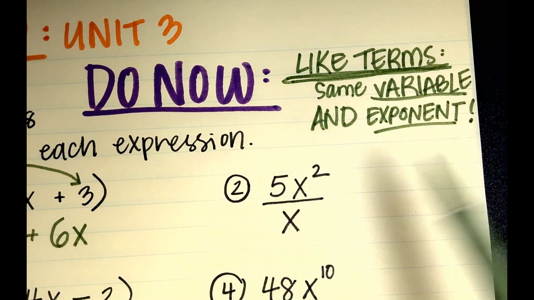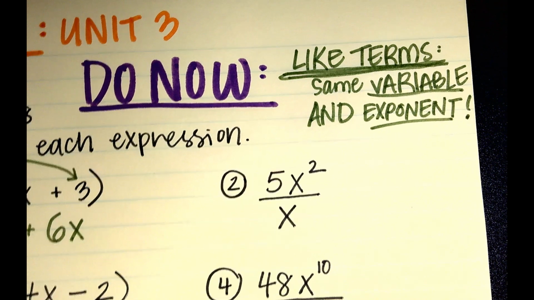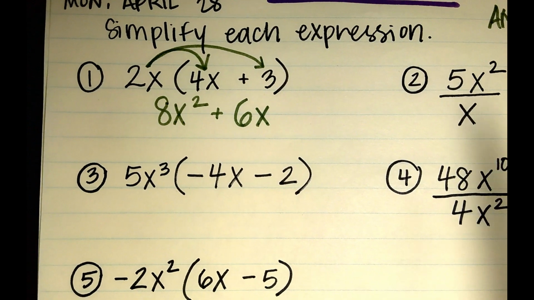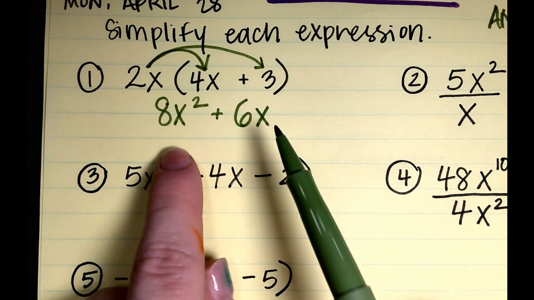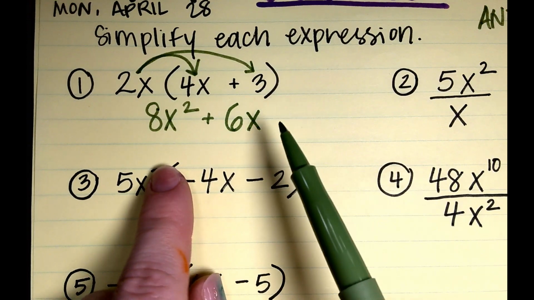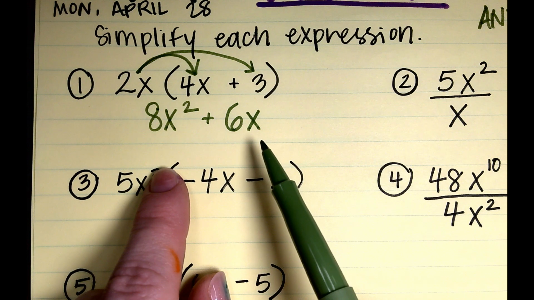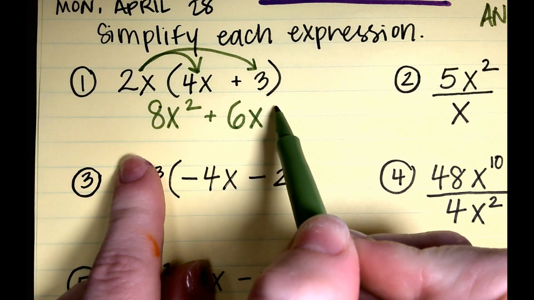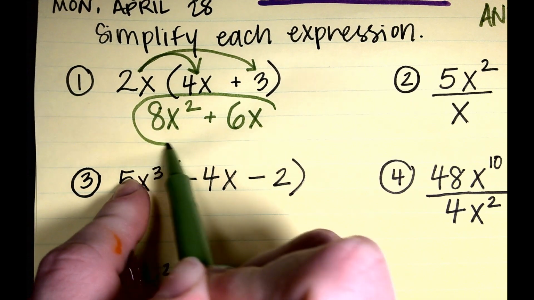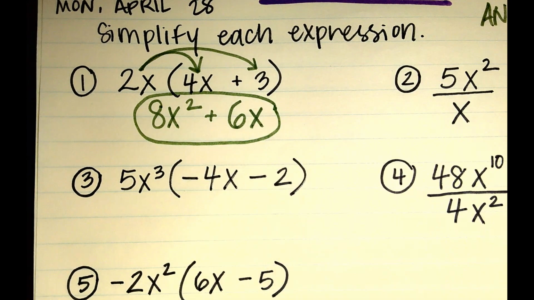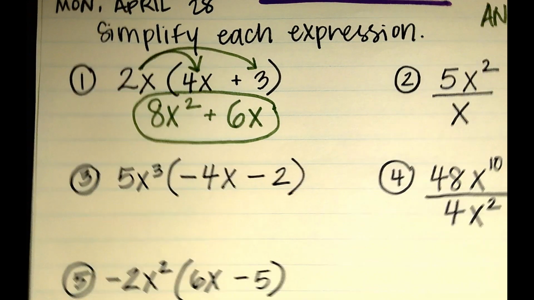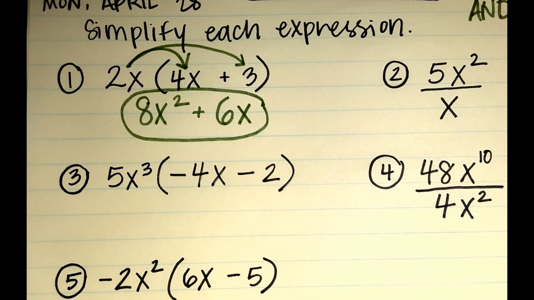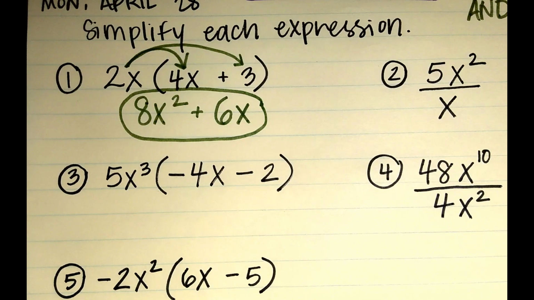So now that we have our reminder of what like terms are, 8x squared plus 6x. Why are these not like terms? There's no exponent on 6x. So this is as far as we can go. That's it. We can't go any further. Okay. Any other questions about number 1? Just a good little reminder there.